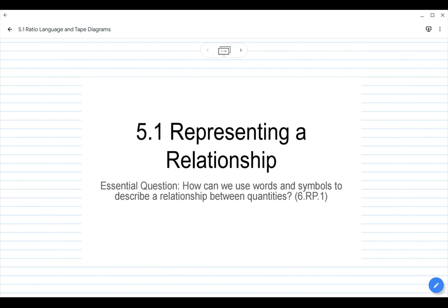Hello, welcome to 5.1, Representing a Relationship. This lesson is all about how we can use words and symbols to describe a relationship between quantities. And this comes from the sixth grade standard on ratios and proportions, the first one.